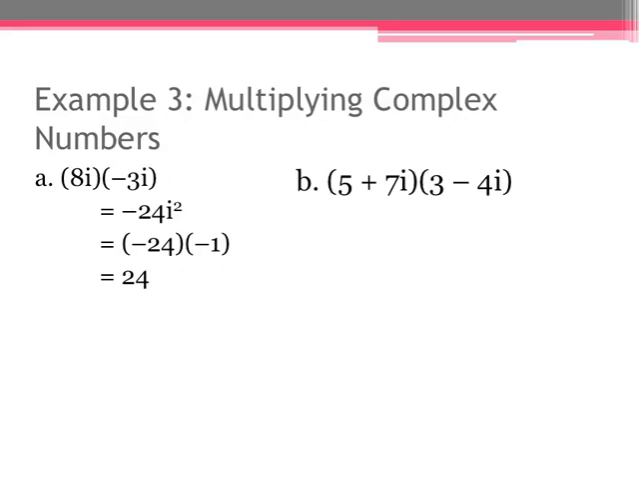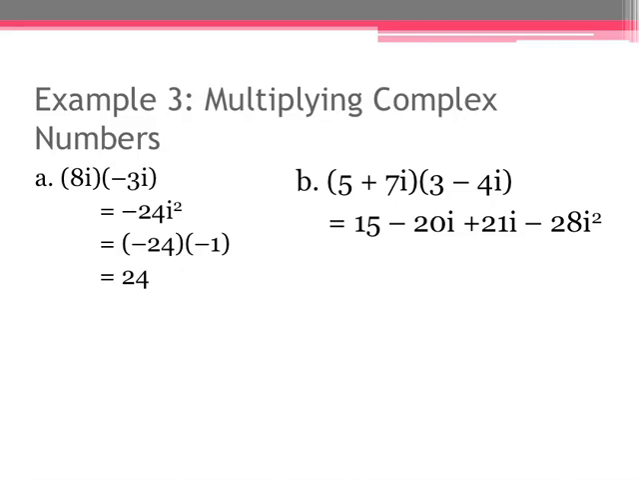Let's look at the next one. This one looks like we have to do some distribution here. So 5 plus 7i in parentheses times 3 minus 4i in parentheses. So I'm going to do 5 times 3, so 15. And then 5 times negative 4i, that's negative 20i. Then 7i times 3, that's 21i. And then 7i times negative 4i, that's negative 28i squared.